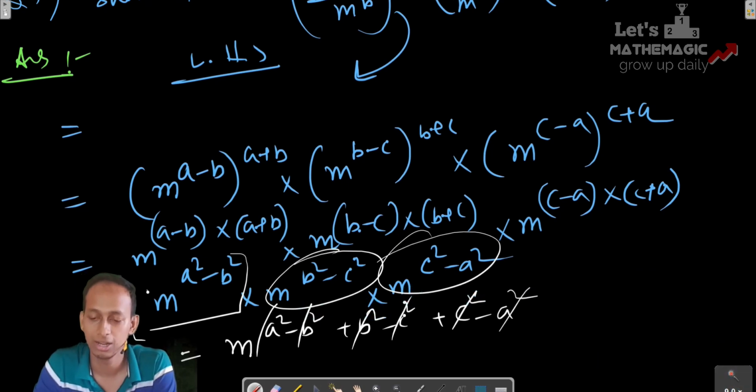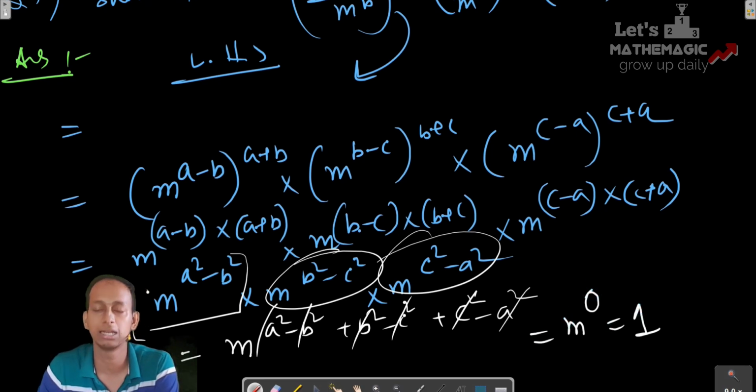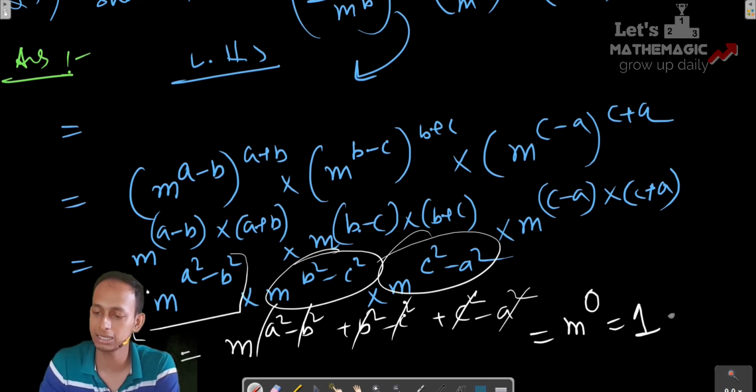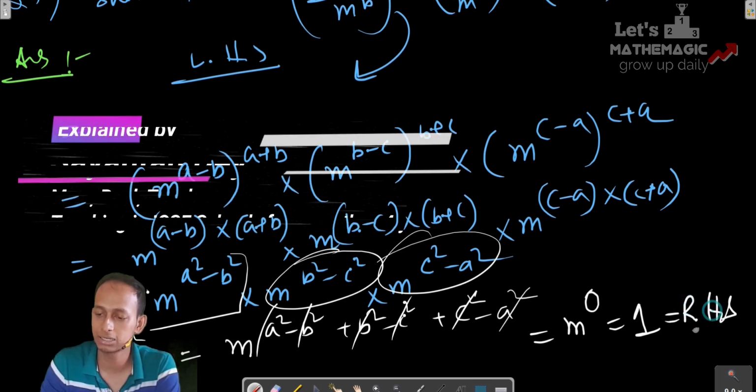Everything cancels out. So there is nothing left, that is m to the power 0. That means it's equals 1, that we have done in the previous sum. So that is the RHS. So it's proved.